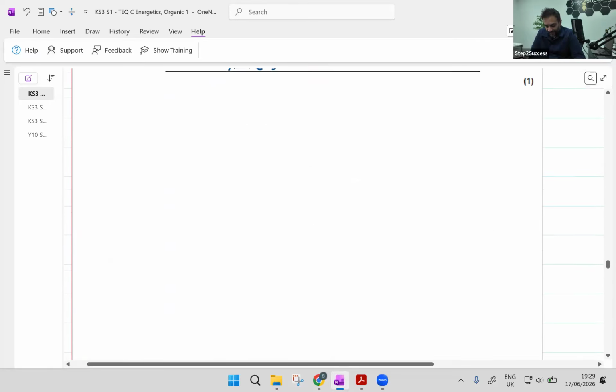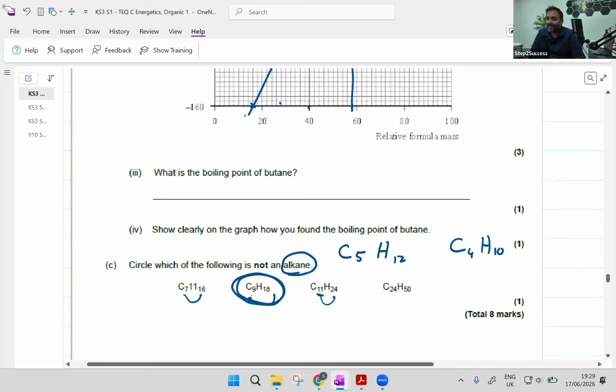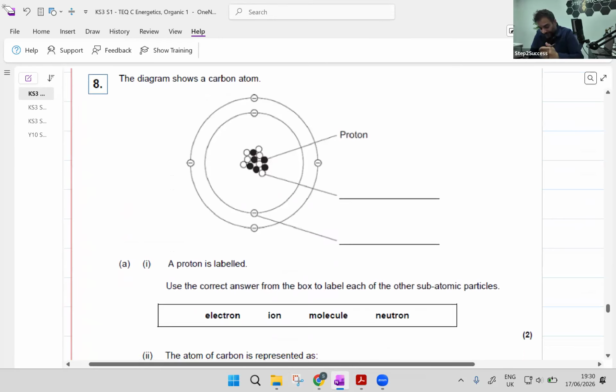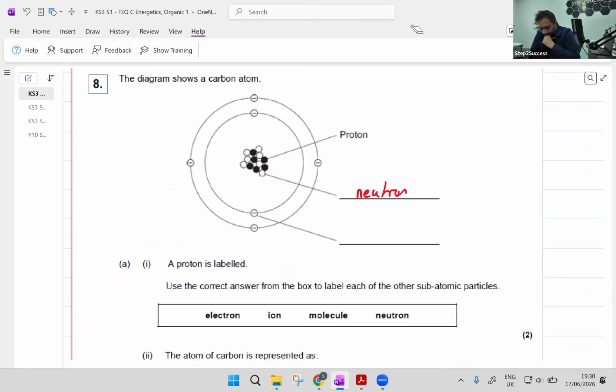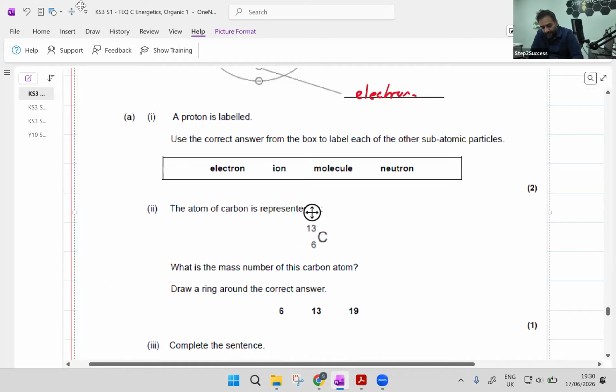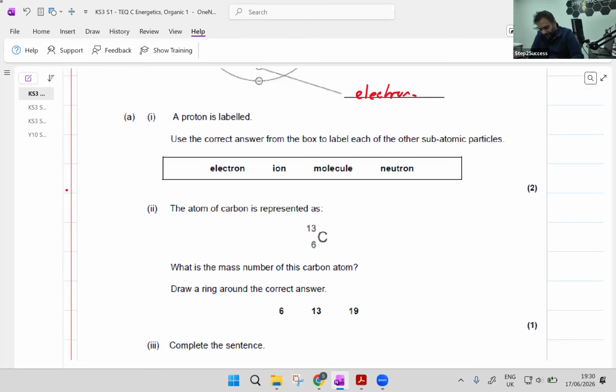Question 7, I did. And then 8 has also been asked, and that'll be the last one, I guess. So again, I shouldn't need to do this really, but protons are there. The other thing inside the nucleus is called a neutron, and the things going around the outside are called electrons. The rest of this might be a bit harder. The mass number is always the bigger number on the periodic table. So in this case, it's number 13.